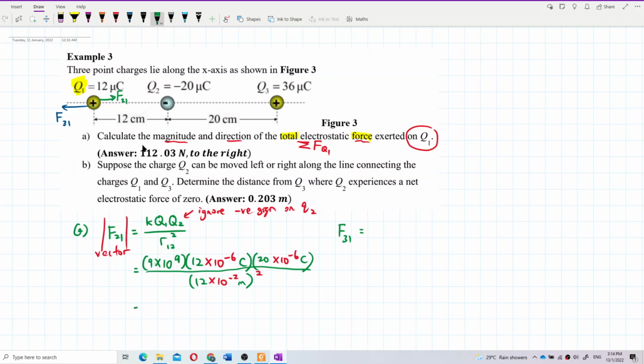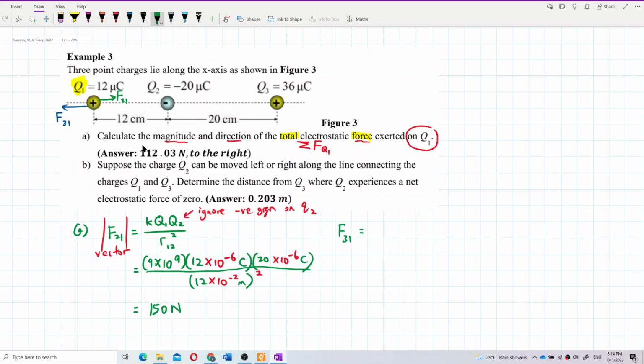Okay, now let's calculate the value. 9 exponent 9 multiply 12 exponent negative 6 multiply 20 exponent negative 6, and then divided by this 12 centimeter exponent negative 2 square. Okay, so I got the force is 150 Newton.